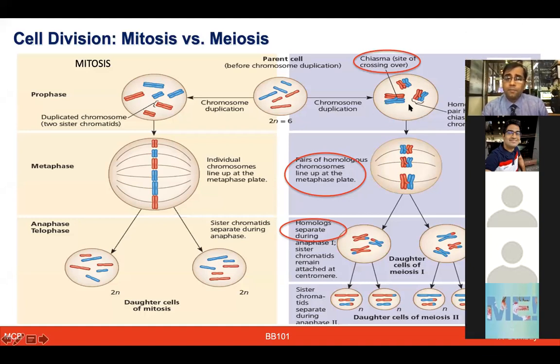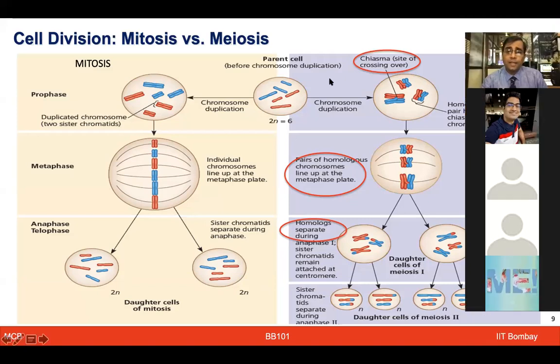Now the homologs, which are from both the parental chromosomes, are going to move and get lined up in the metaphase, which is the key difference from the metaphase of mitosis, when only individual chromosomes are lined up. Here the homologs are getting lined up, and then these homologs are separating in the anaphase. Again, that is the difference. And then, as in mitosis, duplication happens, and now we get two more daughter cells made after meiosis 2. So now in total we have four daughter cells.